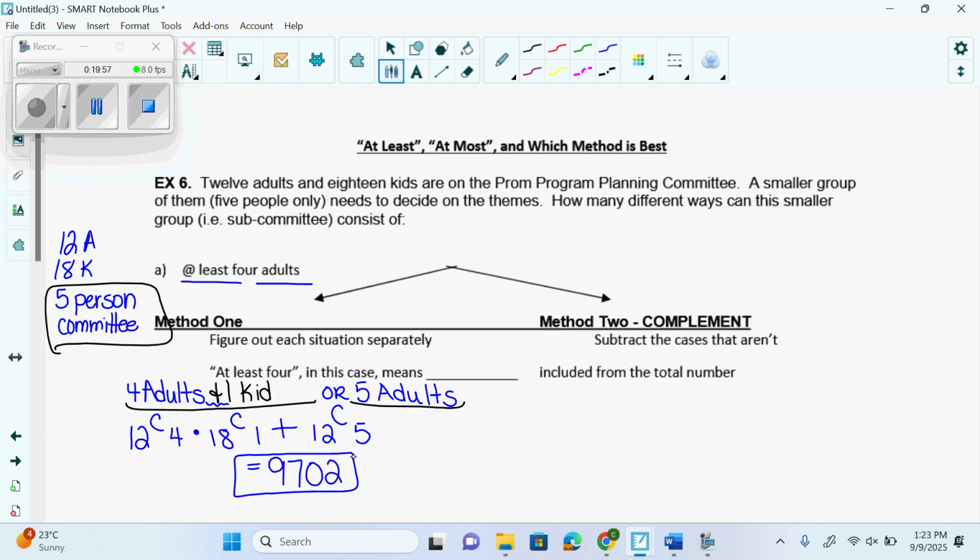If you get 0, it's because you are not arrowing over after you input it. So it's putting it into the bottom like we showed yesterday. So 12C4, arrow back over times, then 18C1.